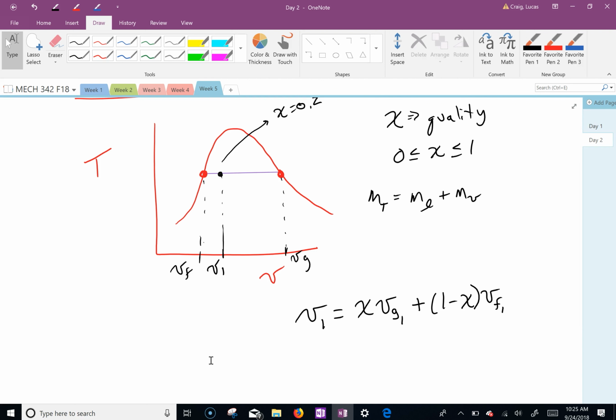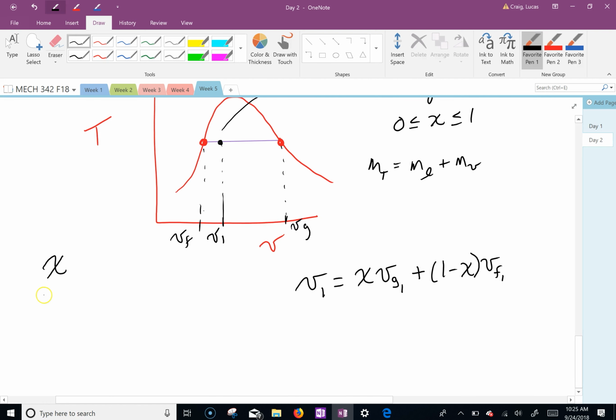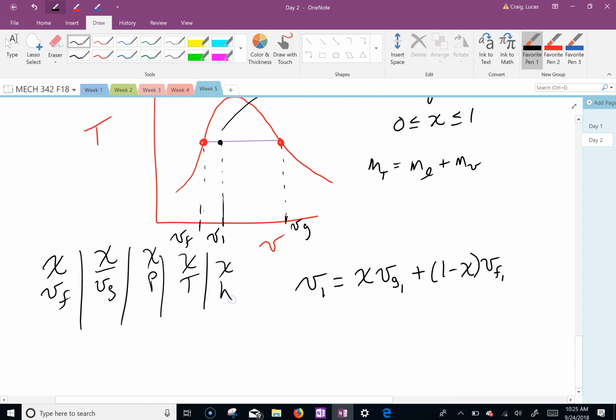You give us like VG or VF then? I could give you quality and VF, because then you could look up in the tables where that VF matches, and then you already know the temperature and pressure. Or I could give you quality and VG. I could give you quality and pressure, quality and temperature, quality and enthalpy. Endless amounts. But you need two things to know where you are on the vapor dome.